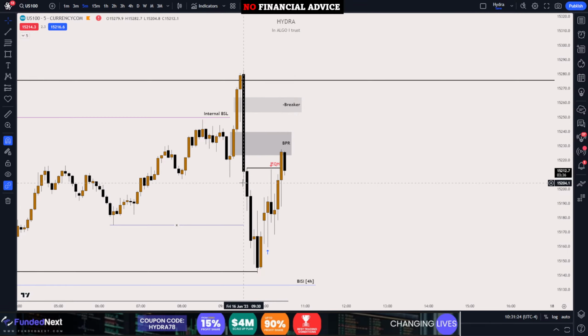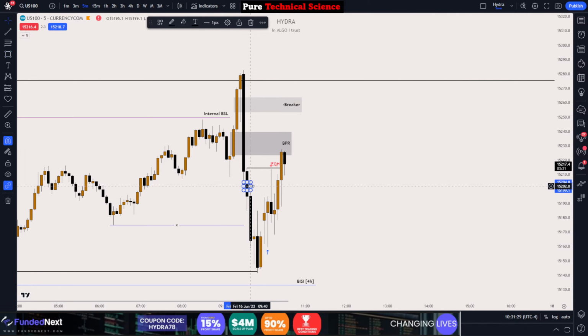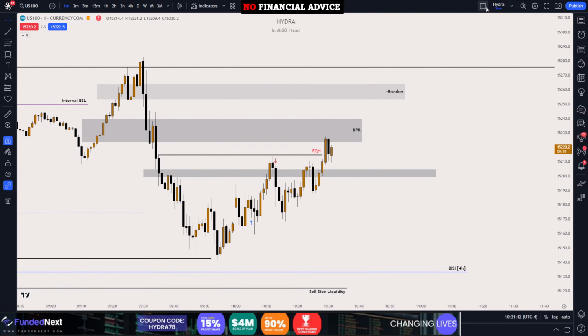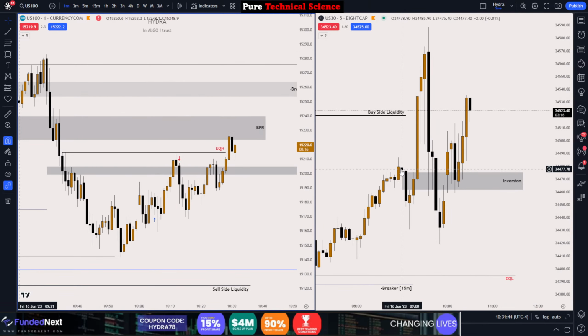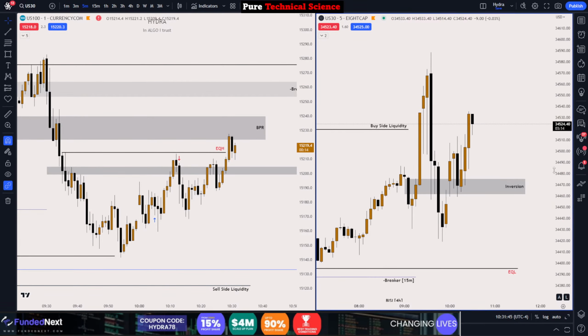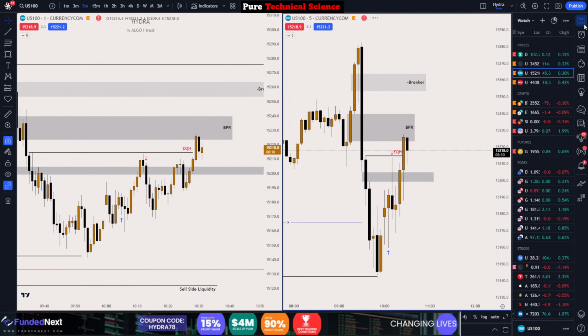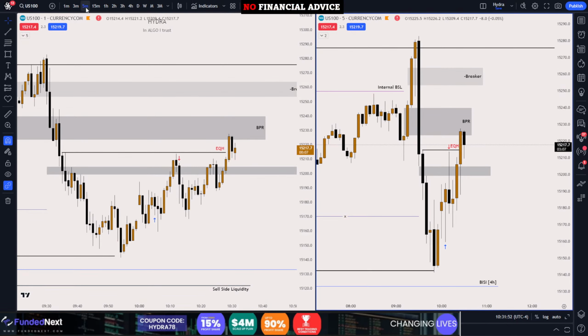Okay, there's the inversion right here that price already used to get support towards the buy side liquidity. Now I can use this inversion and see if price is using the same inversion to deliver sell side liquidity. On US30 I don't see any setup, so I'm just going to ignore US30 and completely focus on NASDAQ for now.